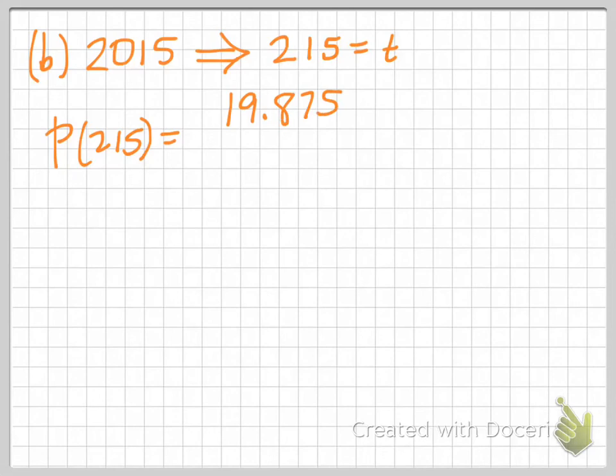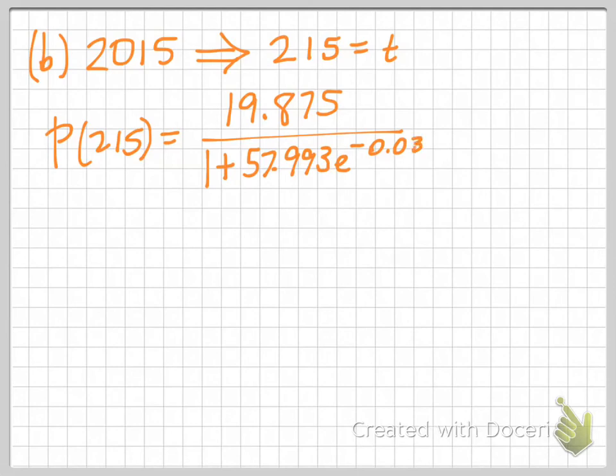So we have 19.875 on the top, and 1 plus 57.993 e to the negative 0.035005 times 215. And once again, if you put that in your calculator, if you have an Inspire, you can go back up, copy that down, and change that 50 to a 215. It's a really easy way to do that.